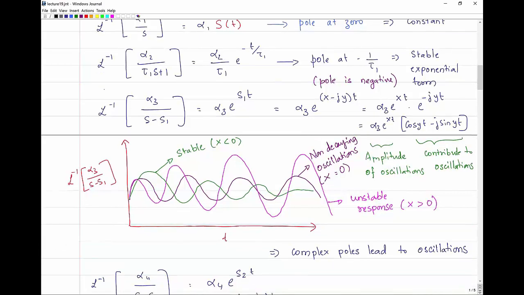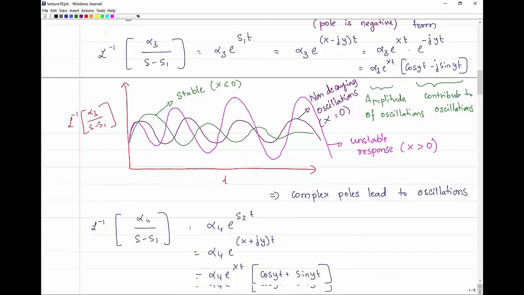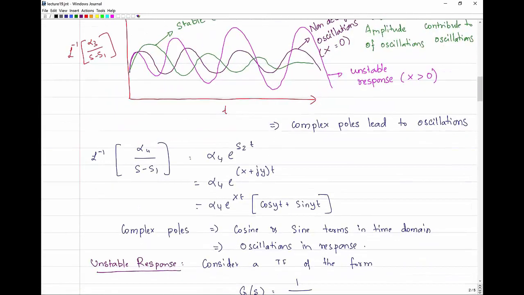In other words, we can conclude from this third term that complex poles in Laplace domain lead to oscillations. And for the fourth and the final term, we again have an exponential term to the power of a complex number. And this complex number is the conjugate of the previous root s1.